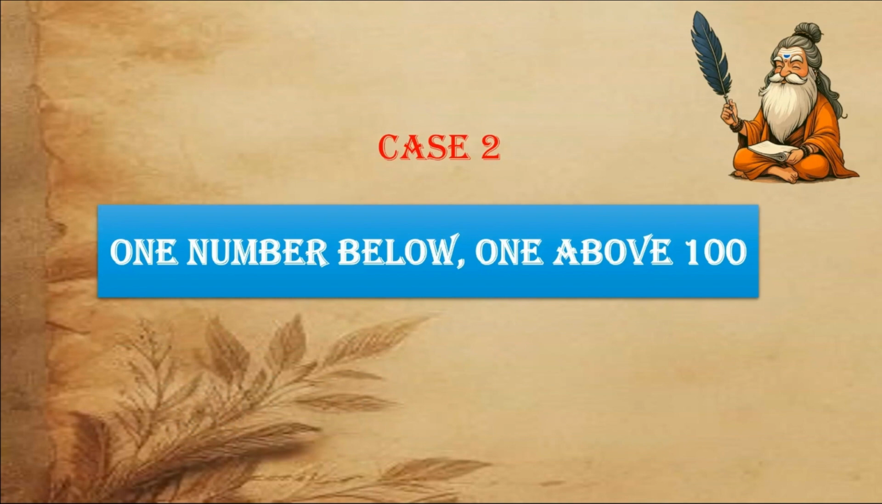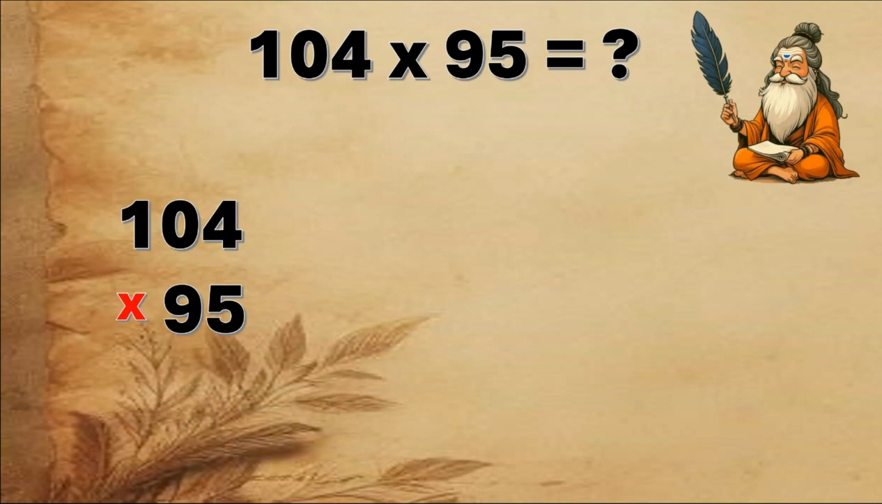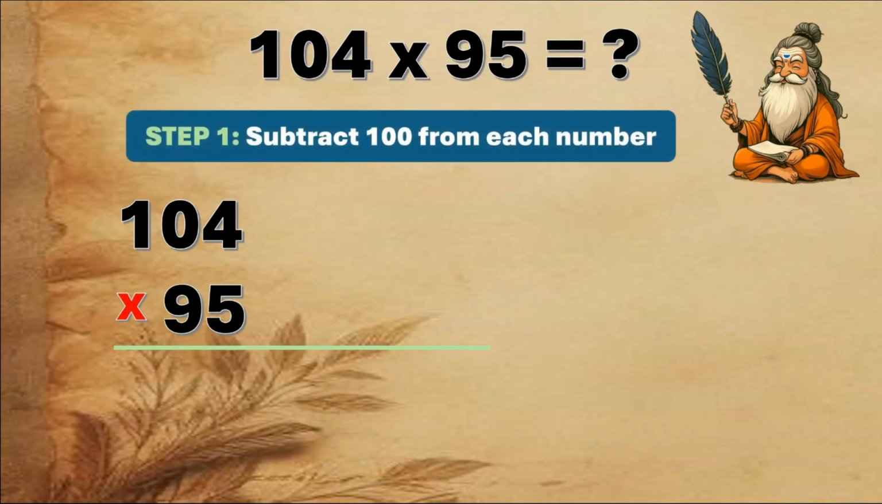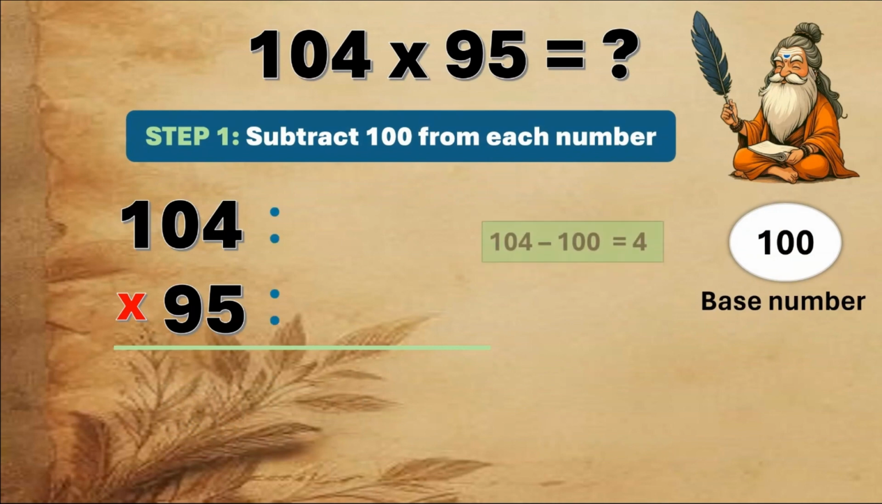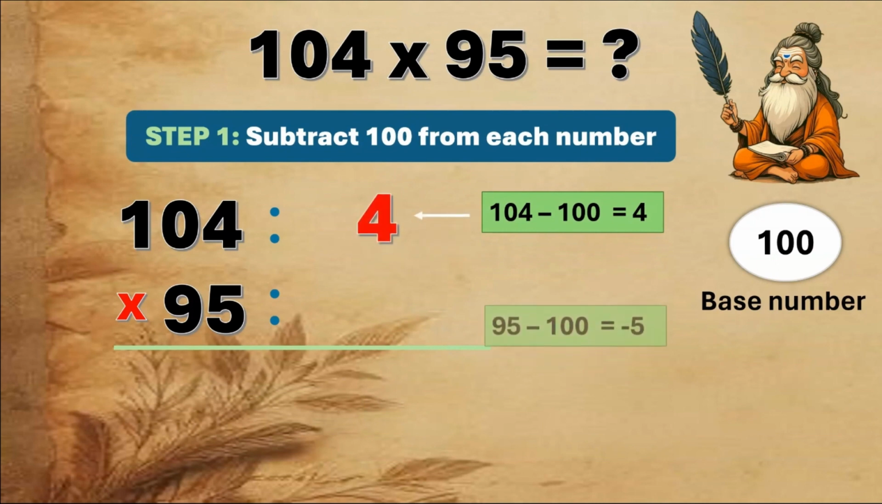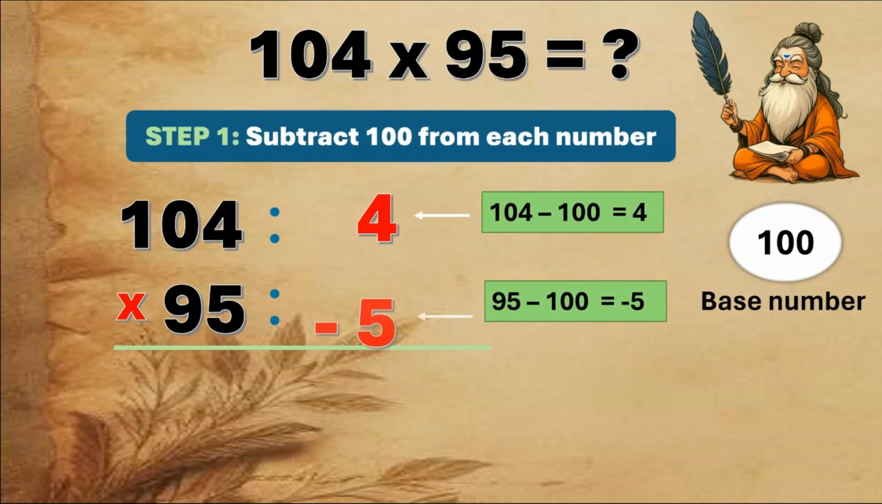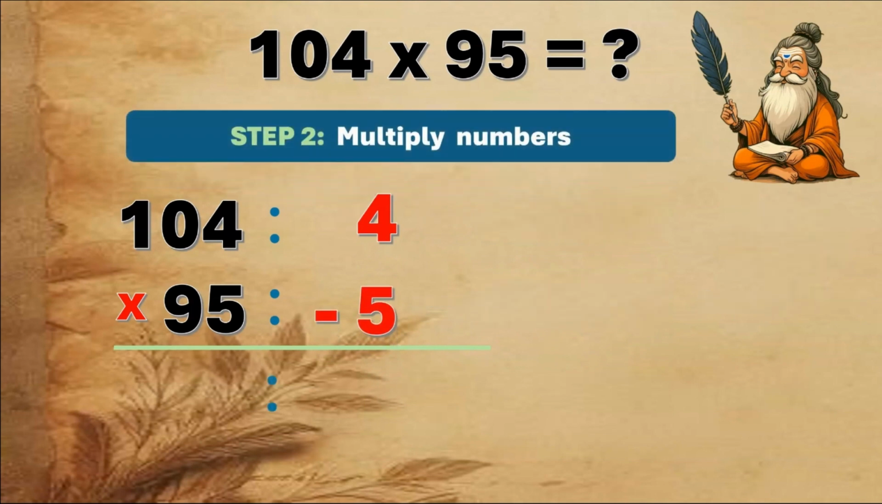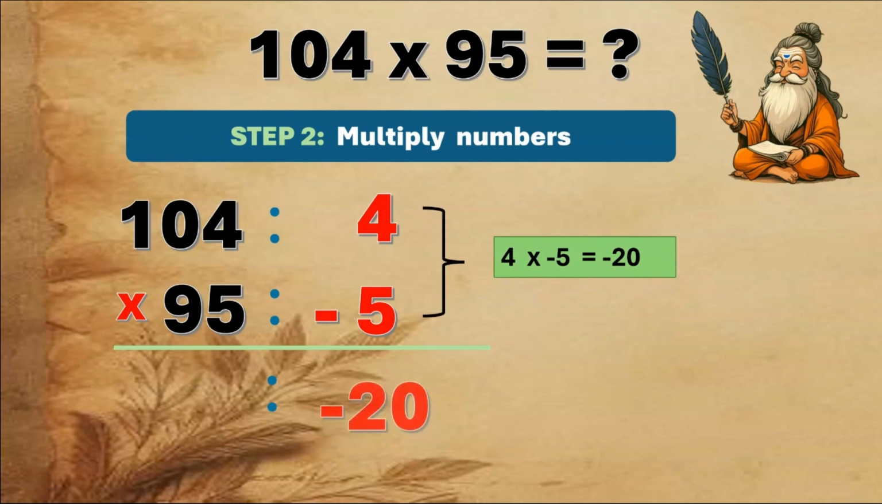Case 2. One number below, one above 100. Let's take 104 and 95 as examples. Step 1. Subtract 100 from each number. Here also, these two numbers are close to 100, so 100 is the base number. 104 minus 100 is equal to 4, and 95 minus 100 is equal to minus 5. Step 2. Multiply the numbers. 4 multiplied by minus 5 is equal to minus 20.